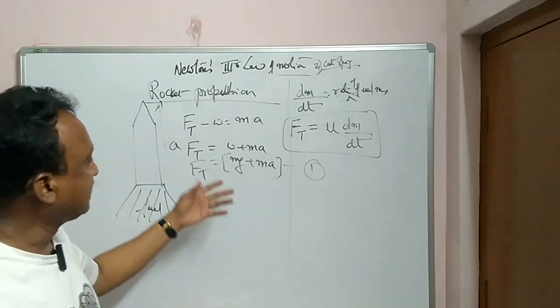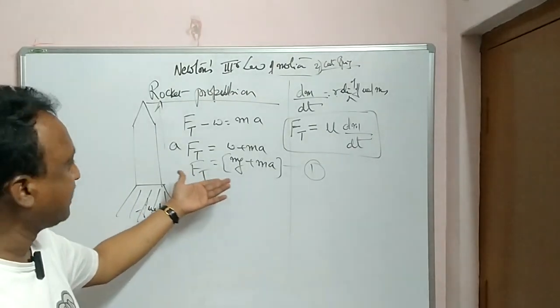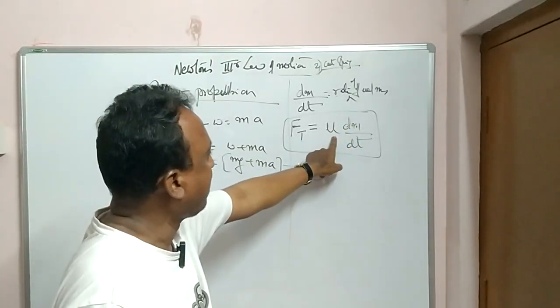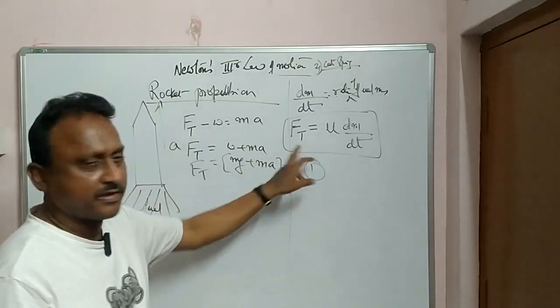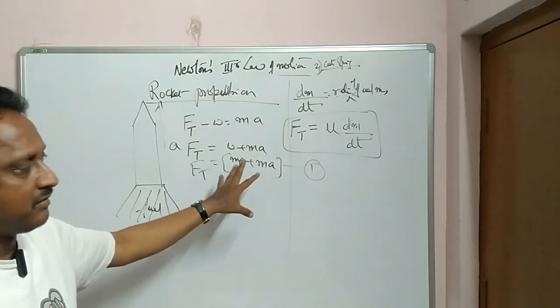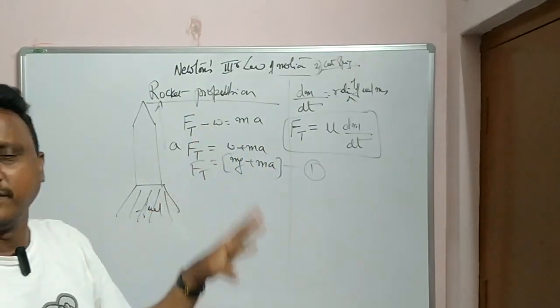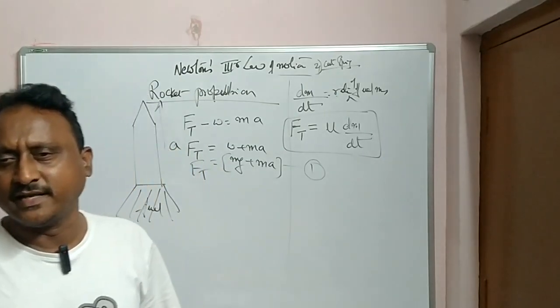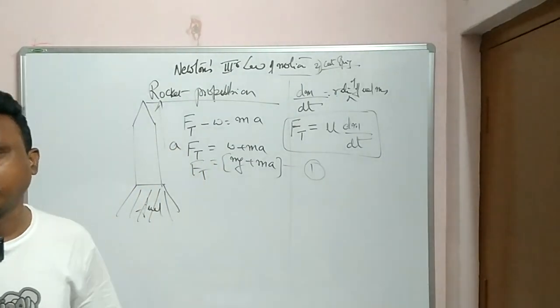Okay students, so this is how we will be applying the rocket principle formulas, upward thrust and also the dm by dt formula. These two formulas are very, very important in rocket problems. Okay? And this is the end of Newton's laws of motion. We will be meeting in the next chapter, that is work, power and energy. Okay?